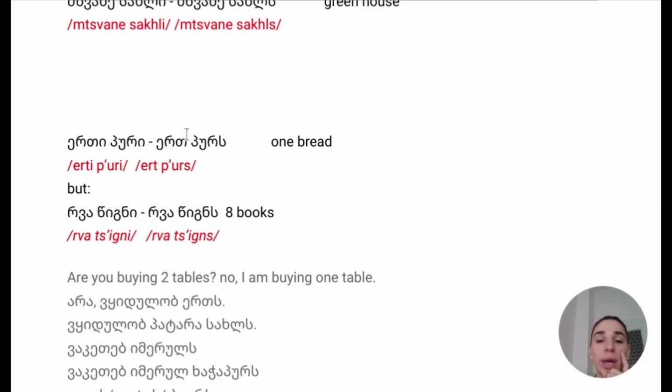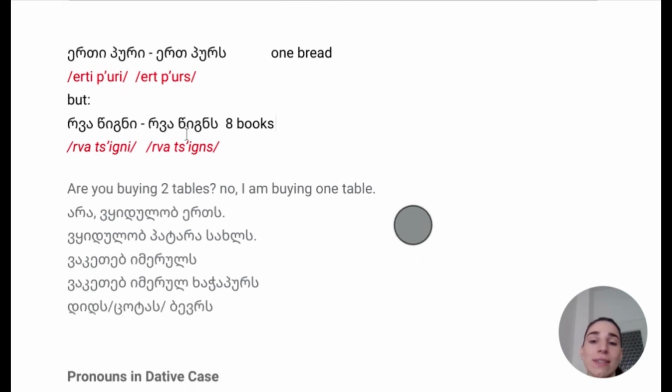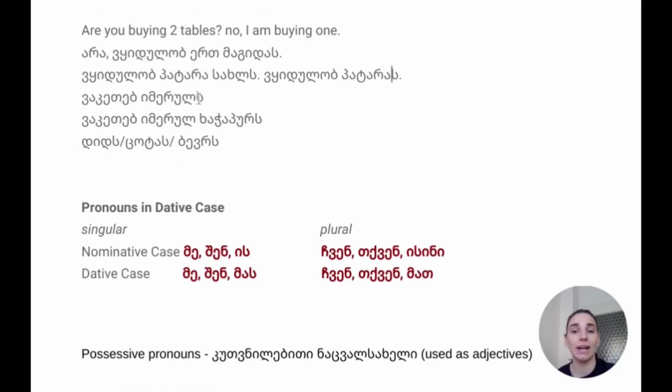Remember that when we have the number, we cannot use the plural for the nouns, okay? Rvatigni, and we don't say rvatignevi, no, because it's not necessary. We already know it's plural, okay? Rvatignis is in dative case because it ends with a, so you don't have to drop letters from rva, and tigni is tignis.